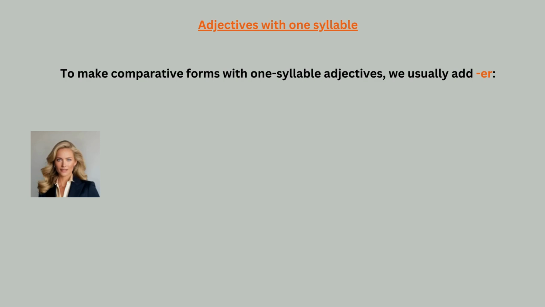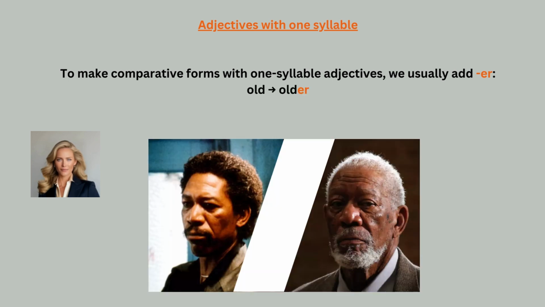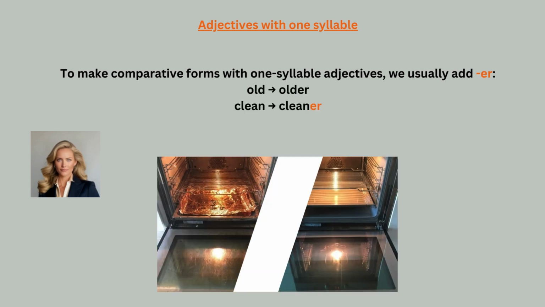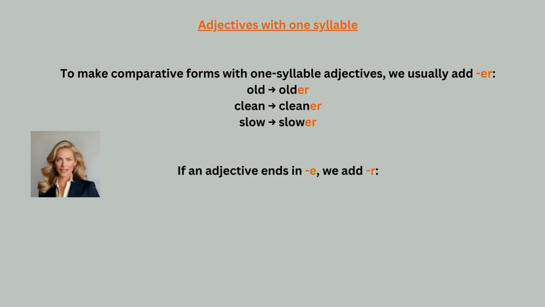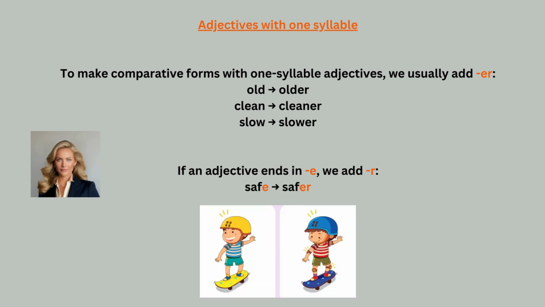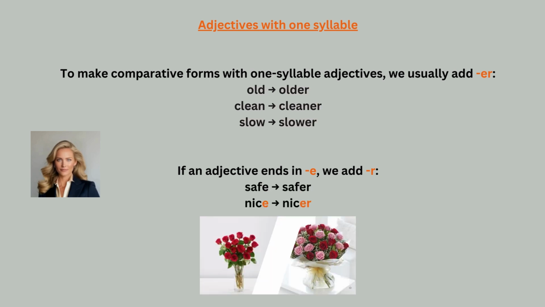Adjectives with one syllable. To make comparative forms with one-syllable adjectives, we usually add -er. Old becomes older. Clean becomes cleaner. Slow becomes slower. If an adjective ends in e, we add r. Safe becomes safer. Nice becomes nicer.